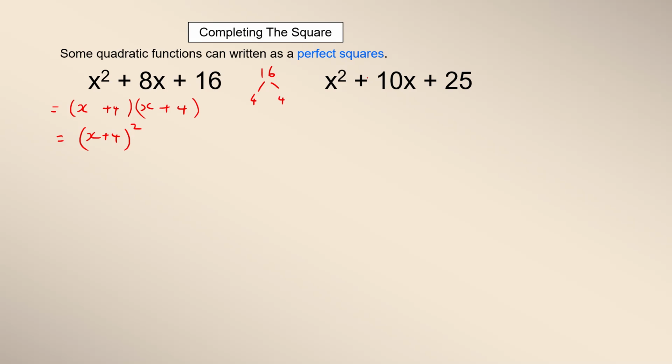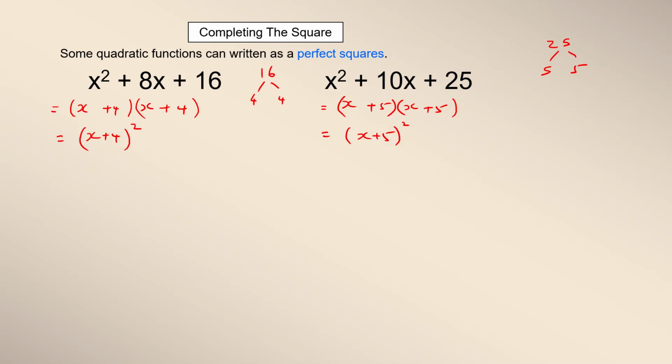Okay, let's look at this one here, x squared plus 10x plus 25. Again, we go for our double brackets and it's x times x, and we got 25. So we're looking for the factors of 25. Again, we're looking for these square numbers, 5 times 5. Okay, so plus 5 and plus 5. Oops, forgot my equal sign, which means that's equal to x plus 5 squared. And that's known as a perfect square.